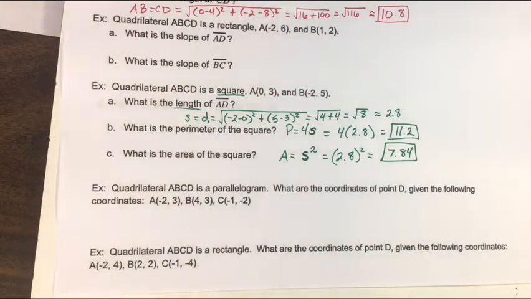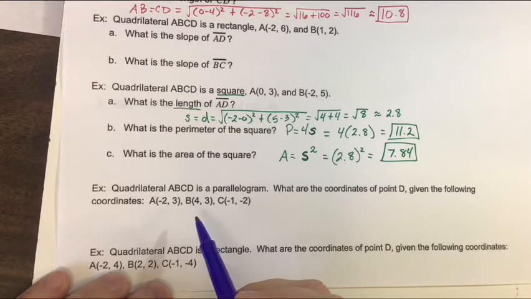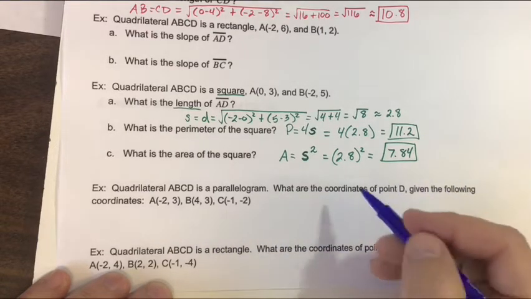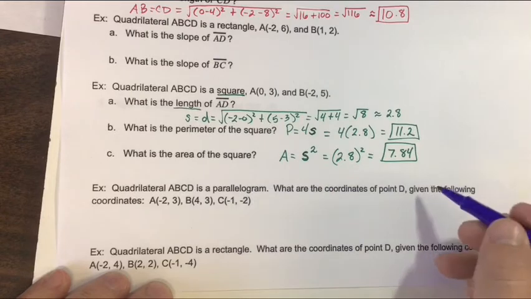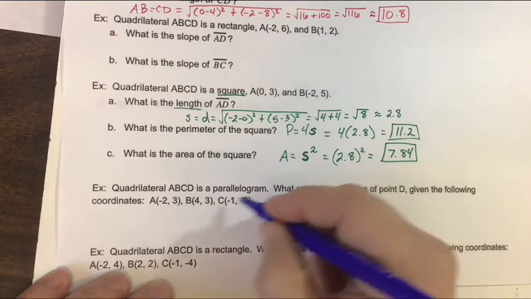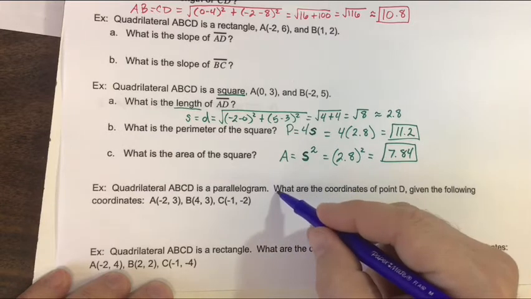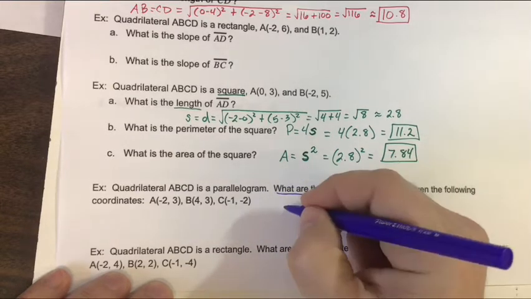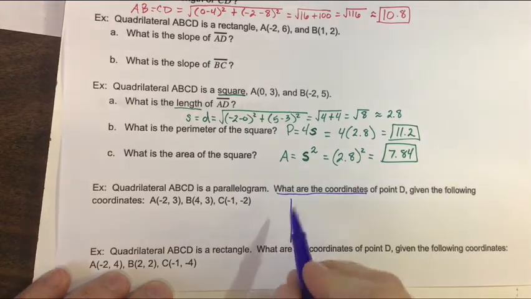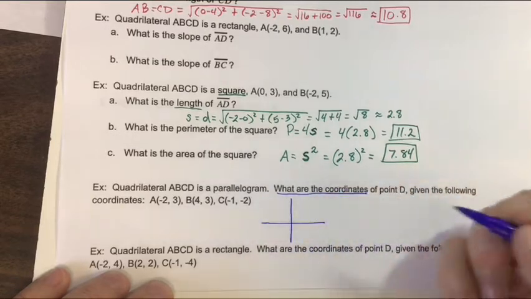In this next set of examples, we're actually going to use characteristics of parallelograms to find missing coordinates, meaning I'm going to give you 3 of the 4 vertices, and we're going to use what we know about our graphs and our characteristics of parallelograms to find these missing points. And so the very first thing I want you to do here underneath this first example where it says quadrilateral ABCD is a parallelogram, what are the coordinates? Underneath that question, I want you to draw your own graph in. Okay? Normally I would give you graph paper, but we can just draw our own graph in here.